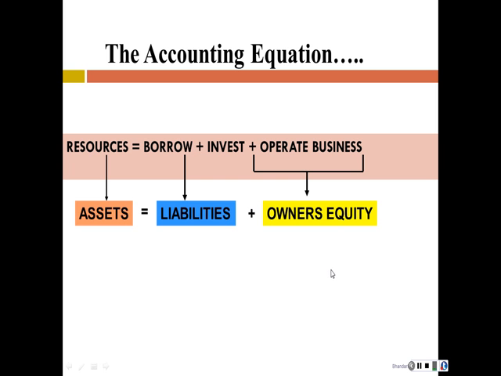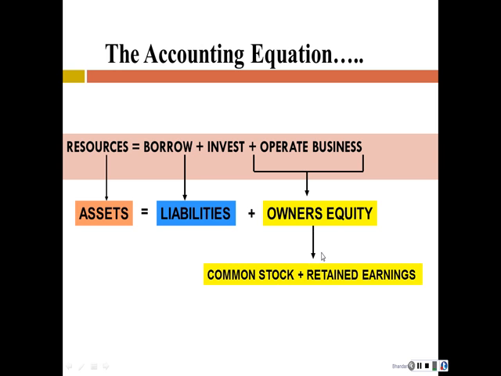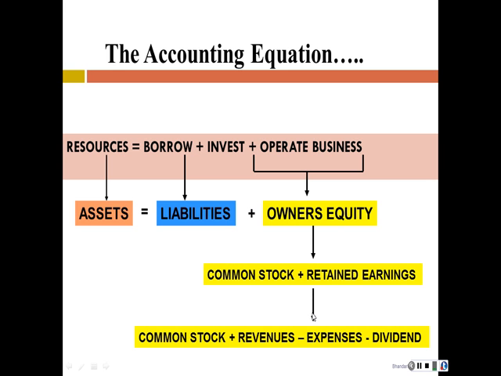If we expand this out further, owner's equity is made up of common stock and retained earnings. And if we want to expand it out even some more, we have common stock plus revenues minus expenses minus dividends, which make up retained earnings.